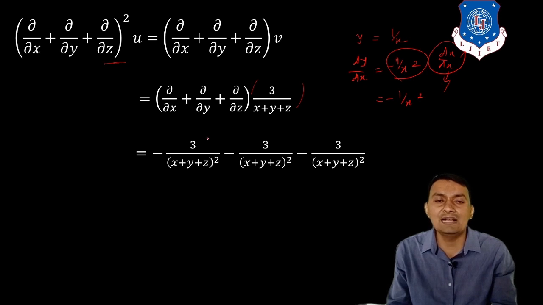And the same logic I'm going to use here. So del by del x of this one, where 3 is a constant, but 1 divided by x plus y plus z, so what can we say?